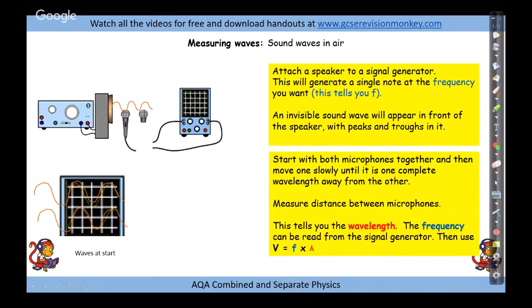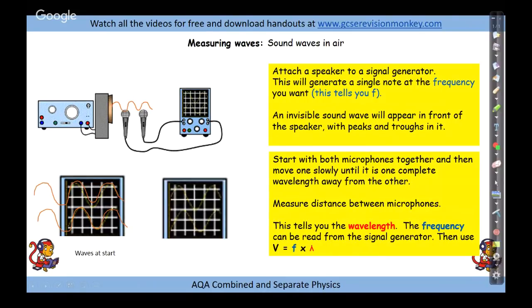So let's have a look and see what we mean there. We're going to move the other one away until you get the same picture, but the wavelength has been moved one across. So you would see this wavelength slide across the screen until it is one away. Now, when you know you've moved your microphone one full wavelength from the other microphone, you're going to be able to get a ruler up, and the distance between the two microphones will tell you the length of one wave.